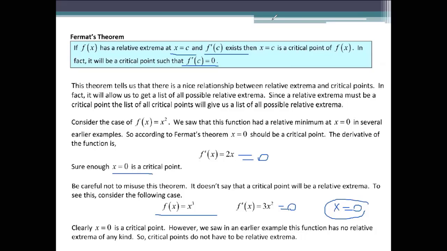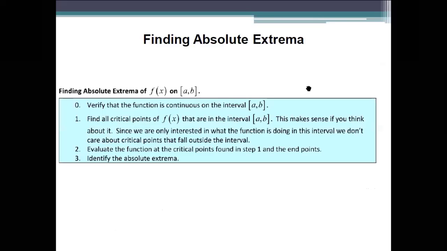So I think it's clear with this theorem. And now let's continue our lesson. The next section is finding absolute extrema. Finding absolute extrema of f of x on the interval AB. So, what should we do? Let's consider these steps. The first step is to verify that the function is continuous on the interval AB. The second step is to find all critical points of f of x that are in the interval AB.